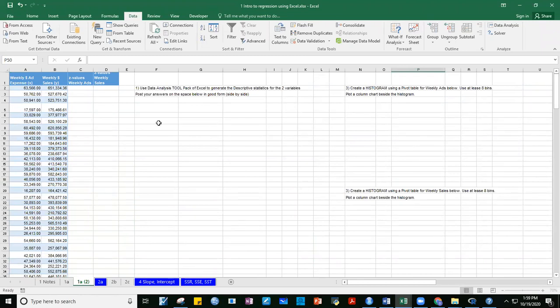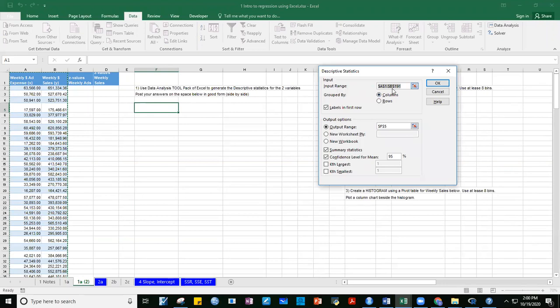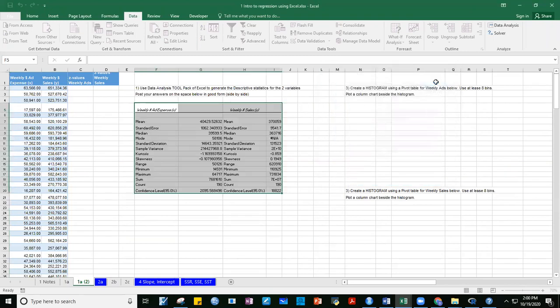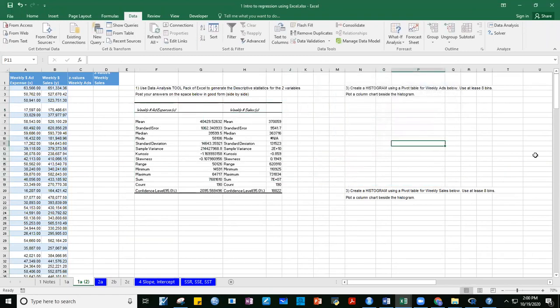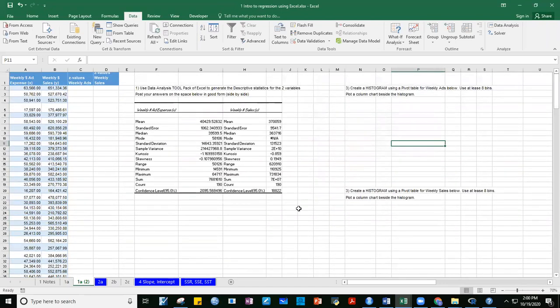Okay, so let's now go back to our model, data analysis, and then descriptive statistics. Same input range from A1 up to B191, grouped by columns, labels in first row. And then F5 pa rin, okay? Then okay na tayo. Click OK. Yan. Layo naman, ano? Babalik na lang natin mamaya yung pinull down natin. All right. So, ito na guys.